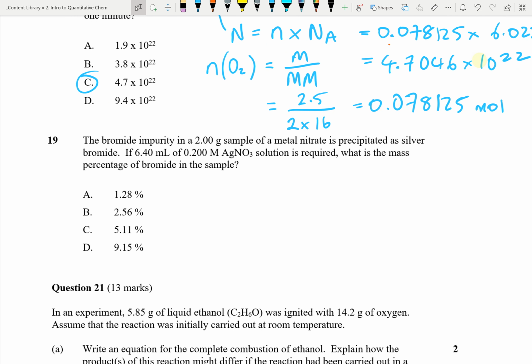The bromide impurity in a 2-gram sample of a metal nitrate is precipitated as silver bromide. Silver is always +1, by the way, so it's silver bromide. If 6.4 mL of 0.2 moles per liter silver nitrate solution is required, what is the mass percentage of bromide in the sample? Okay, so I've got to work out the moles of bromide, and I'm going to have to get that from this.